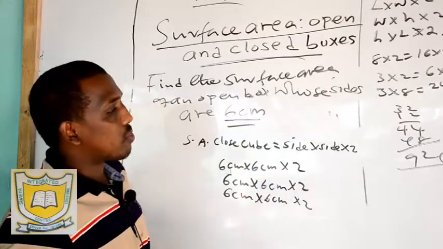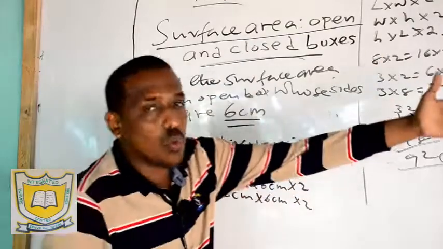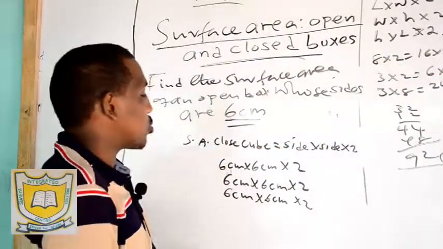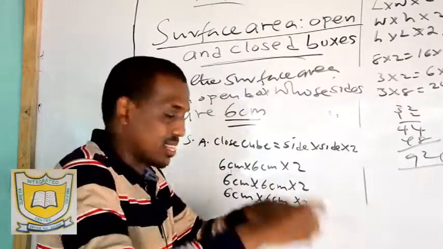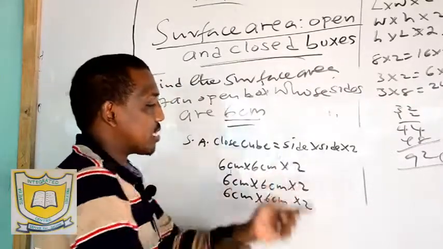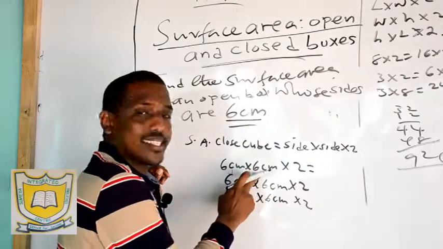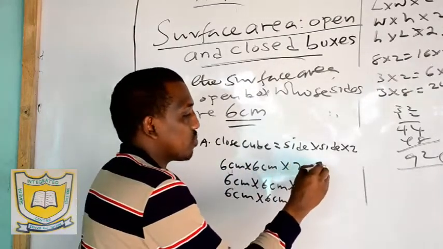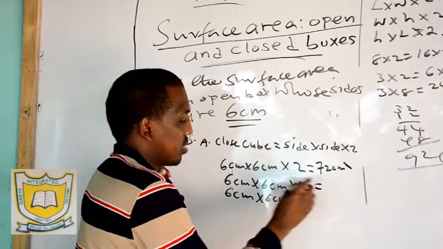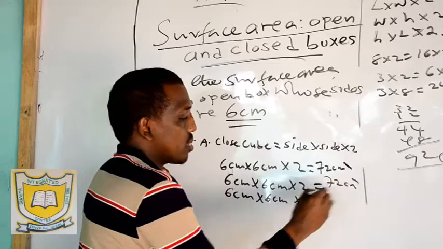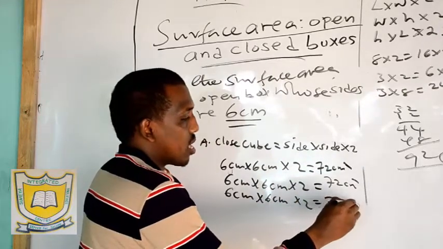Why? Because remember the other ones, they had the width, they were not equal. This one, the length, the height, the width, everything is equal. So you just say times 2, times 2, times 2. All sides are the same. 6 times 6, 36, times 2, 72 centimeter squared.